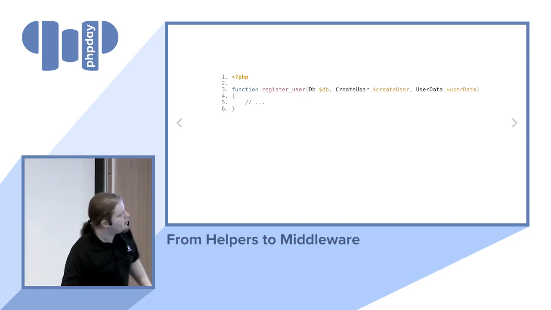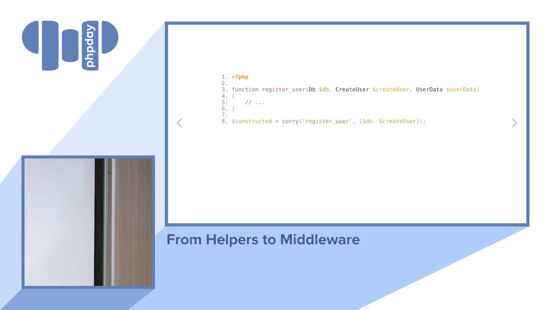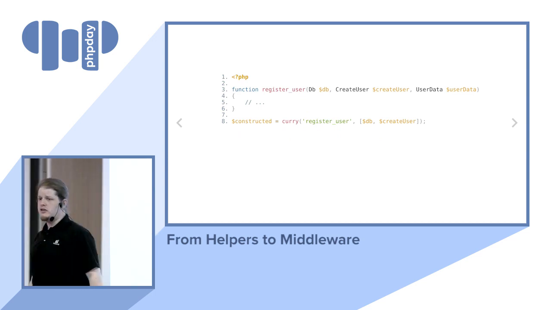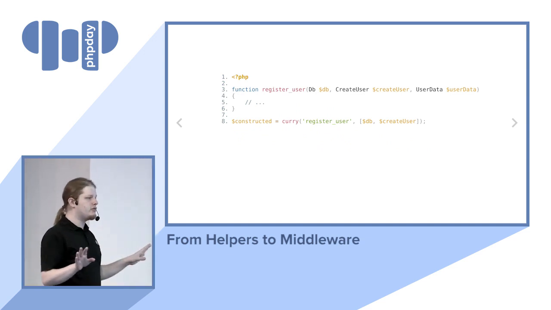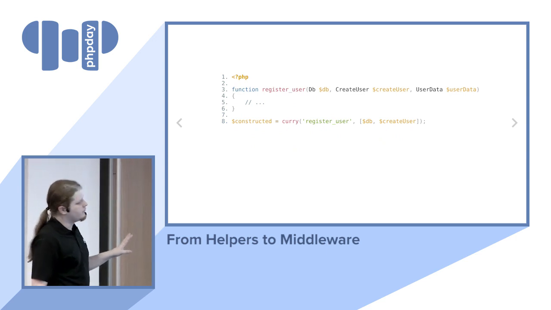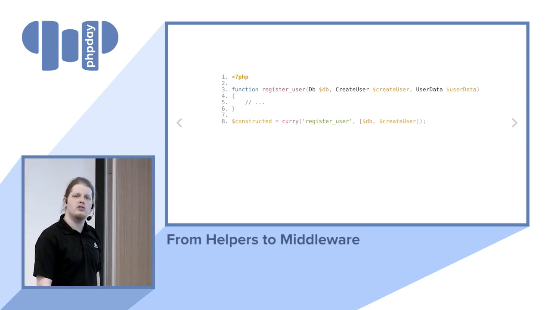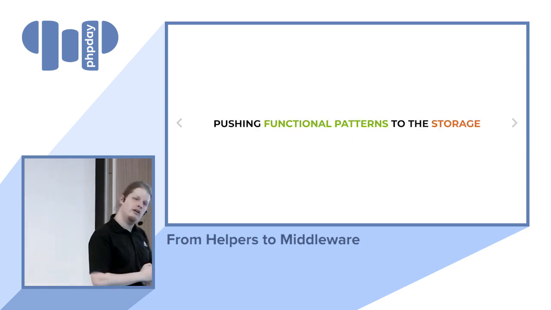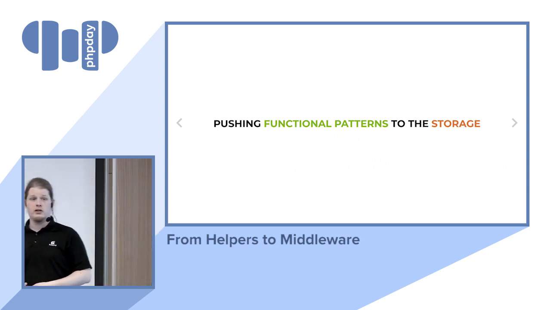So currying says that our constructed instance is a curry of register user given the database and create user. So if you take construct and invoke, and you only have these two methods, all you're doing is functions, effectively. Okay, you still have side effects and stuff, but it's very close to it. So we are pushing functional patterns hard, in my opinion. It's a good way forward.